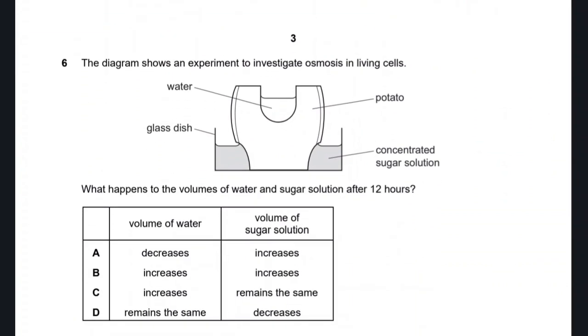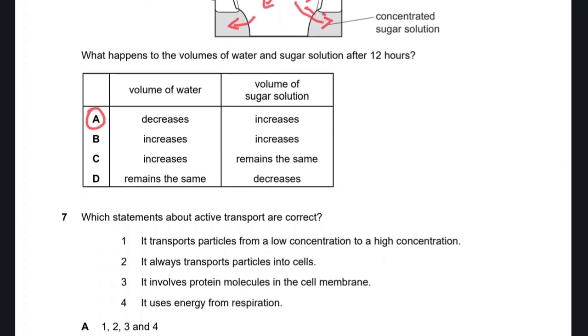Here we have the diagram showing the water and the potato and also the concentrated sugar solution. It means the water is moving from here into the sugar solution. Because water always moves from high water potential to low water potential, the volume of water will decrease and the volume of sugar solution will increase because water is moving towards the sugar solution.